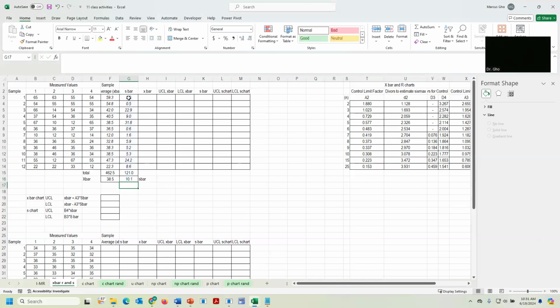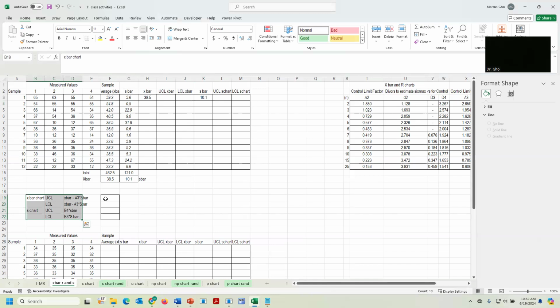Using these to help build our graph, for X bar I'm just going to say equals F6. That's your X bar value. And our S bar is going to be the value that we calculated right here. For our upper control and lower control limits for X bar, and the S chart as well, we're going to use these formulas down here.